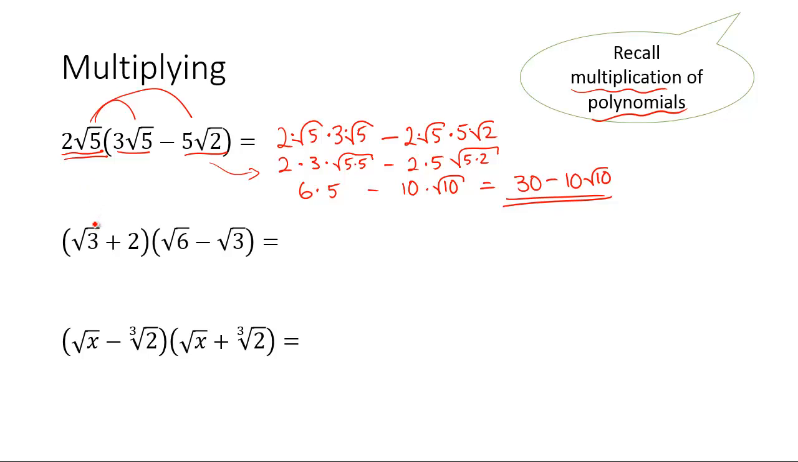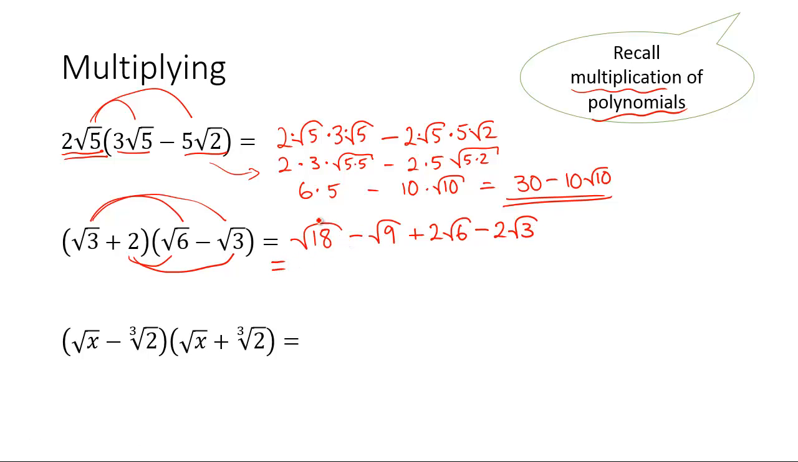So let's try this next one. So we've got distribution all the way here. So this is not a special format of any kind, so we can't really take any shortcuts. So let's just go first times first. Will be root 3 times root 6 is root 18. Root 3 times negative root 3 will be negative root 9. 2 times root 6 will be positive 2 root 6. 2 times negative root 3 will be negative 2 root 3.